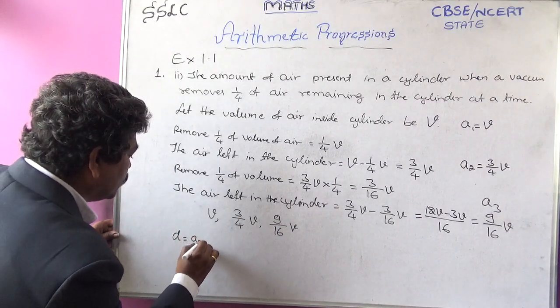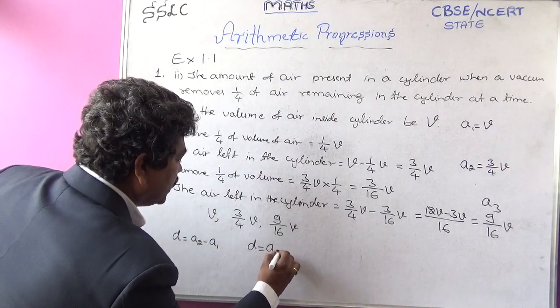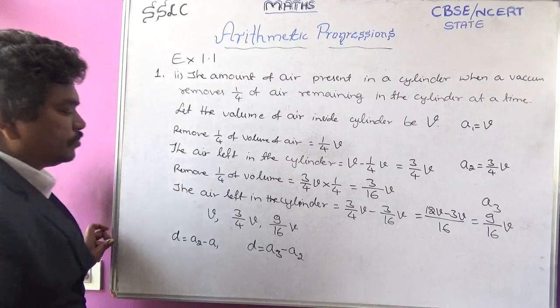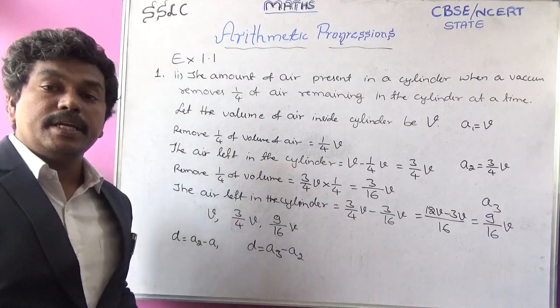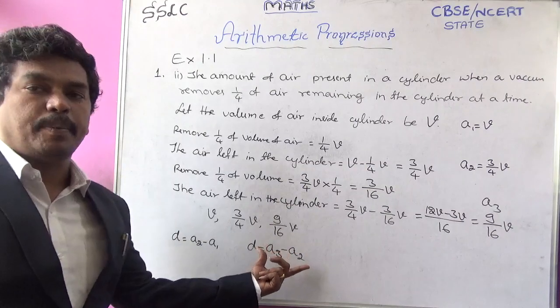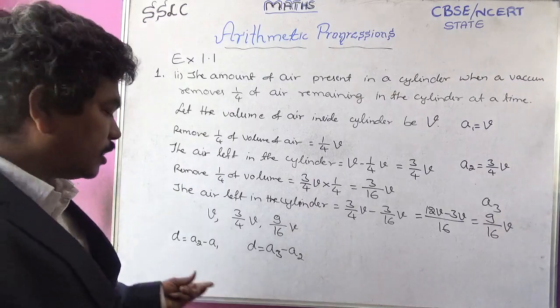So we have to calculate what is D. D is equal to A2 minus A1 or D is equal to A3 minus A2. That means we have to subtract this from this and then this one. If the D has an equal value, then it is in AP. If the D has different values, then it does not come under arithmetic progression.